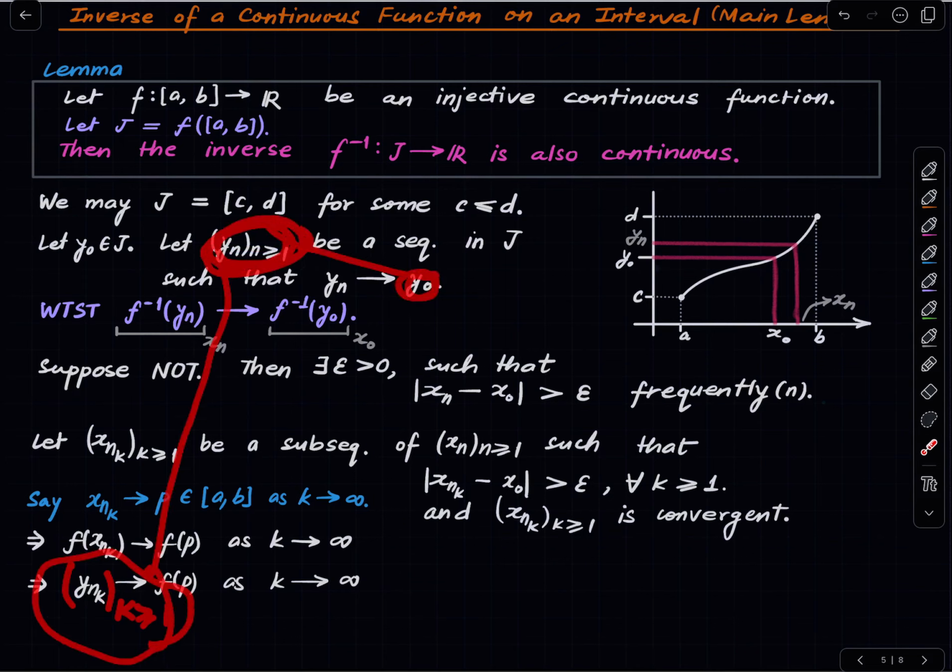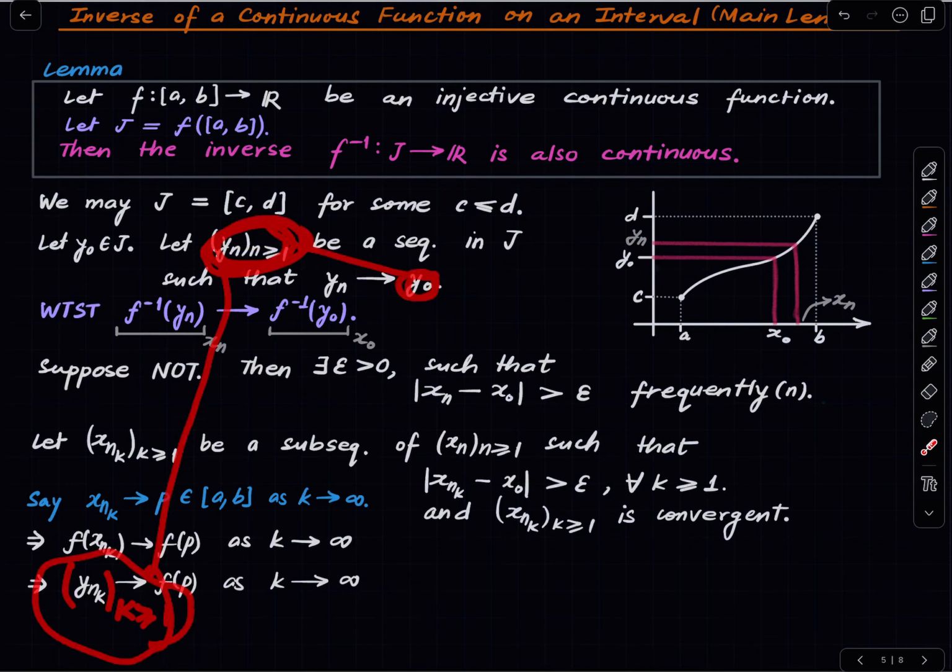F(p) must be equal to y naught. But then what is p? Since f is injective, there is only one point in the domain, there is only one point in [a, b] that can map to y naught. So p must be equal to x naught, because x naught maps to y naught, and p also maps to y naught. So p must be equal to x naught because f is injective.